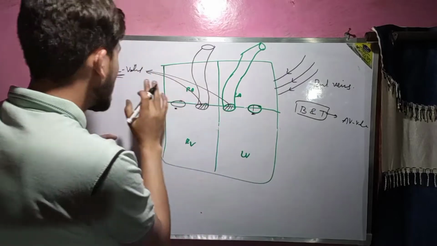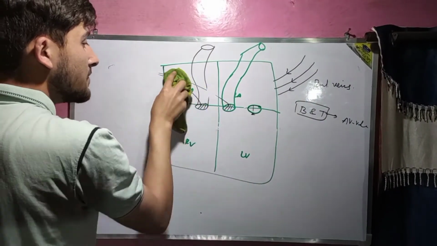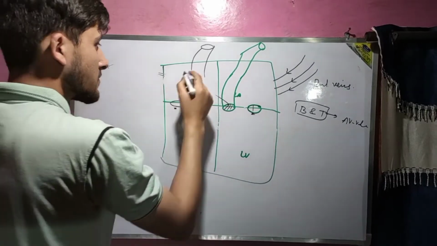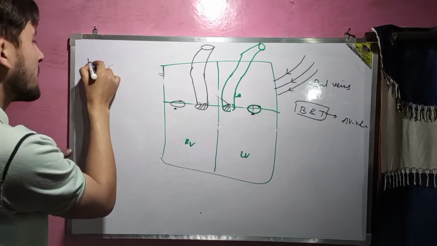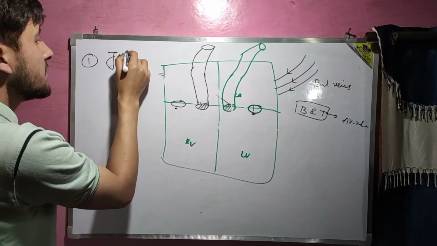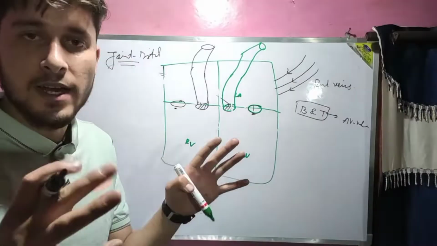Now, when joint diastole occurs, the first phase is the joint diastole. Joint diastole means the whole heart is in a relaxed state.